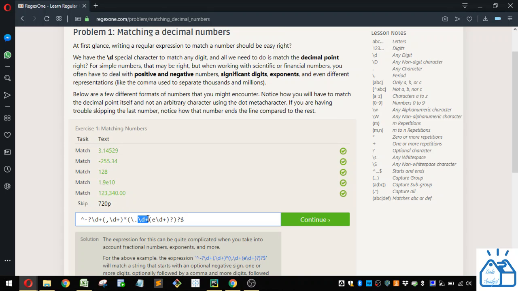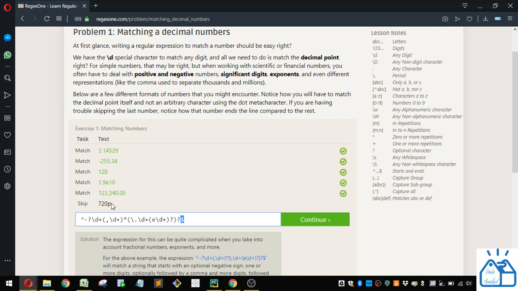After the period, you're going to have some number of digits. And then you could also have this E and then some number, one or more digits. And this is optional. You can see the E is optional. Not everything's going to be in scientific notation. And then this whole thing is optional because you may not have a decimal point. You can see this 128 does not have a decimal point. And then the $ sign means that's the end of it. So you can see it matches the whole string of all of these and not the last one.